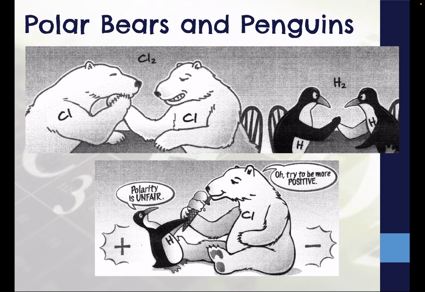Same thing with H2. It's represented by penguins. These two penguins have the same exact pull for electrons, H2, and therefore they bond and they form a nonpolar molecule. Now, if you looked at the molecule formed in the bottom example, though, by H and Cl, chlorine being a polar bear having a greater pull for electrons, holds those two electrons, represented by the ice cream scoops, closer to itself, thus setting up a negative end and a positive end.